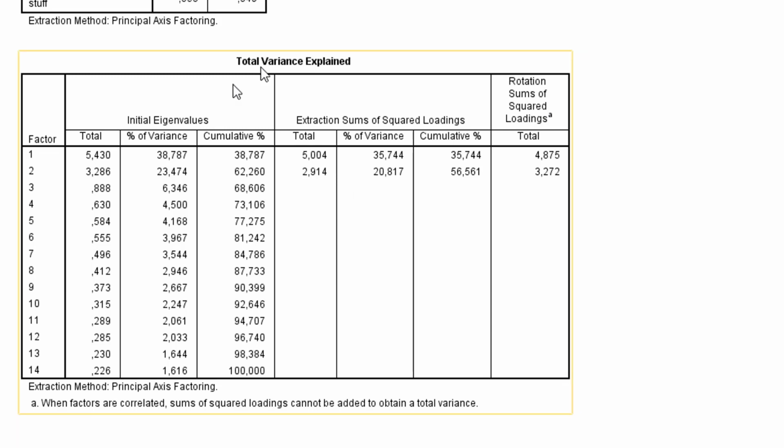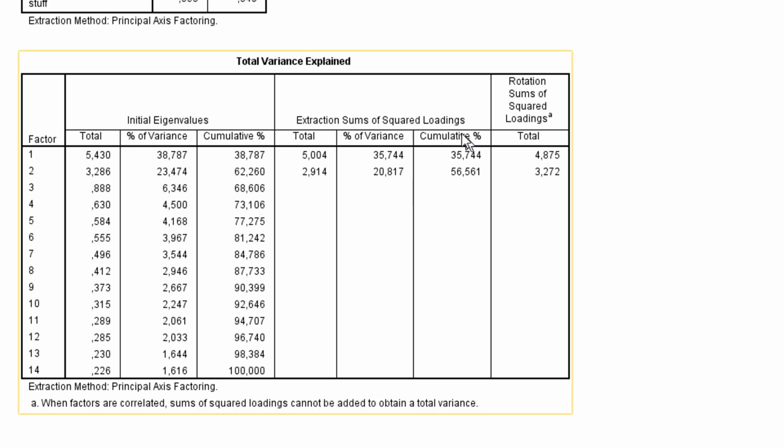So now let's have a look at the table that tells us something about the total variance explained. What you can see here is that SPSS extracts as many factors as there are items. So we had 5 and 9 is 14 items that we included, so 14 factors are extracted. So now we will also check the number of factors with an eigenvalue above 1. And in this case there are 2 factors with an eigenvalue above 1. Together they explain 62.26% of the variance. And you can see that the first factor explains the most variance, 38.79, and the second factor explains 23.47% of the variance.